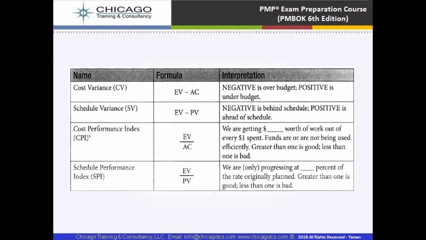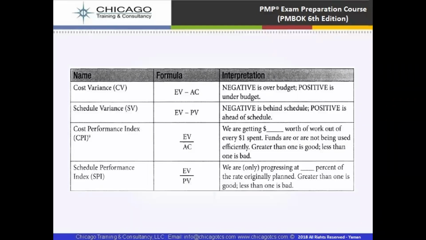CPI, earned value divided by actual cost, will give us a value which shows how much worth of work we get out of each dollar spent, and whether funds are being used efficiently. If it is greater than one, we are performing well. If it is less than one, we are performing badly. Our CPI is bad here.